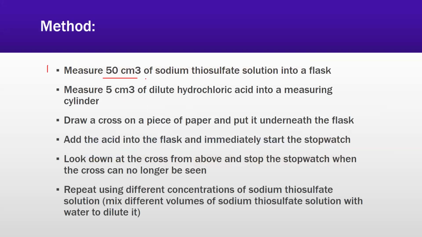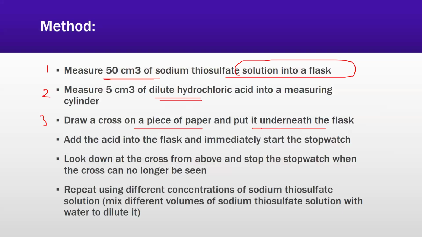So first of all, measure 50 centimeter cube of sodium thiosulfate solution into a flask. Then measure 5 centimeter cube of dilute hydrochloric acid into a measuring cylinder. Draw a cross on a piece of paper and put it underneath the flask. Add the acid into the flask and immediately start the stopwatch. Look down at the cross from above and stop the stopwatch when the cross can no longer be seen.